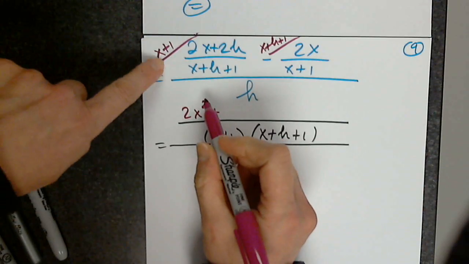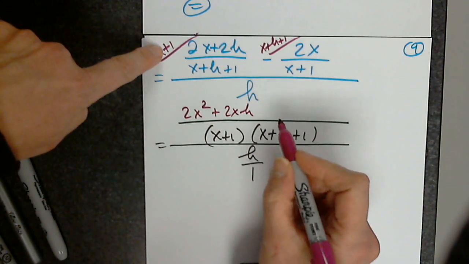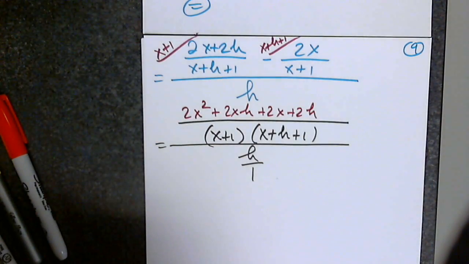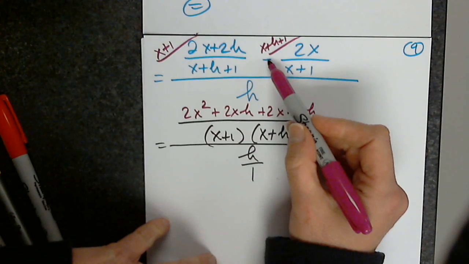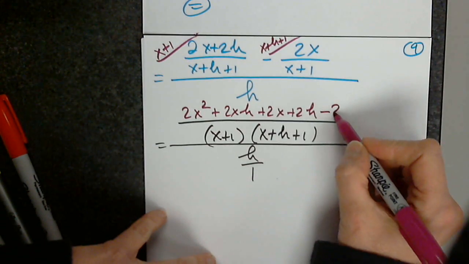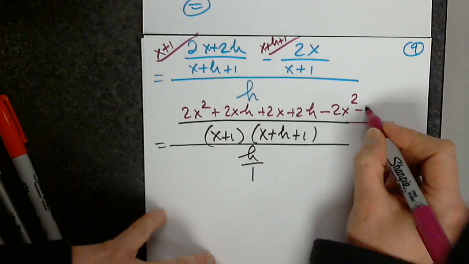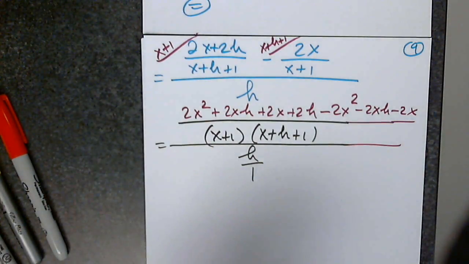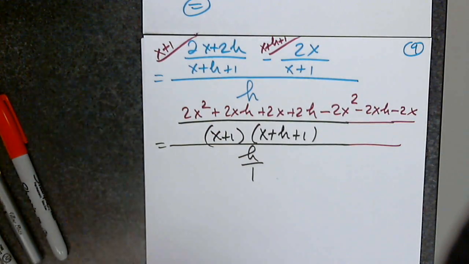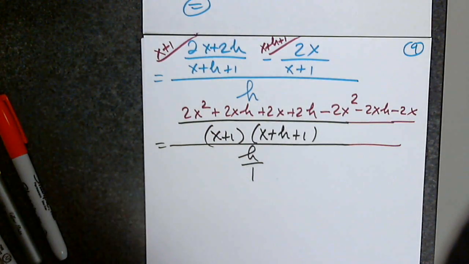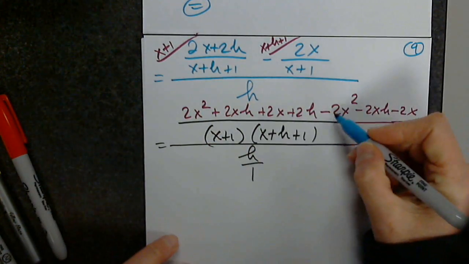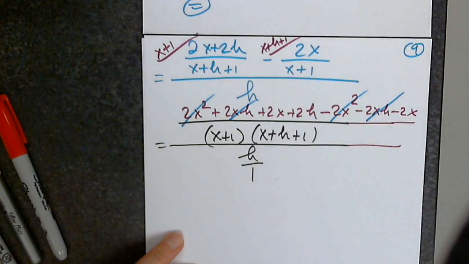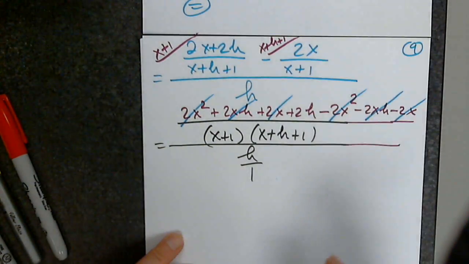2x squared plus 2xh plus 2x plus 2h. Do we all agree with that? And then finally, just negative 2x times these three terms. Negative 2x squared minus 2xh and minus 2x. Much easier than the previous example because the numerator was just one term. Okay, just please tell me what to cancel, what to get rid of. Yes, the 2x squared with negative 2x squared. The 2xh with negative 2xh. And the negative 2x with the positive 2x.